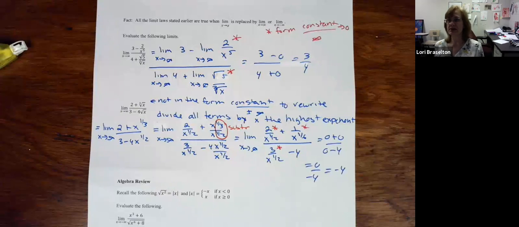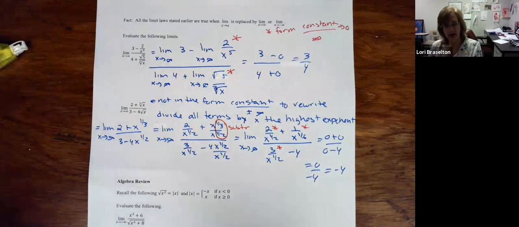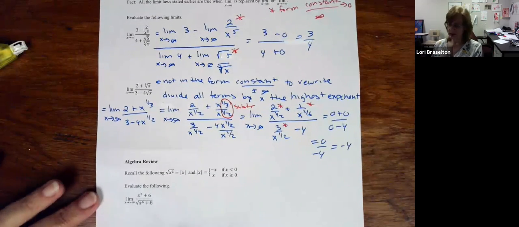So the real key to this one was doing that trick of rewriting so I could achieve that form I know. The only analytical form you know that involves infinity is a constant over infinity. And so to achieve that form, I divided everybody by x to the highest exponent, did my simplifying, and I got my form. Okay, so moving on a little bit.